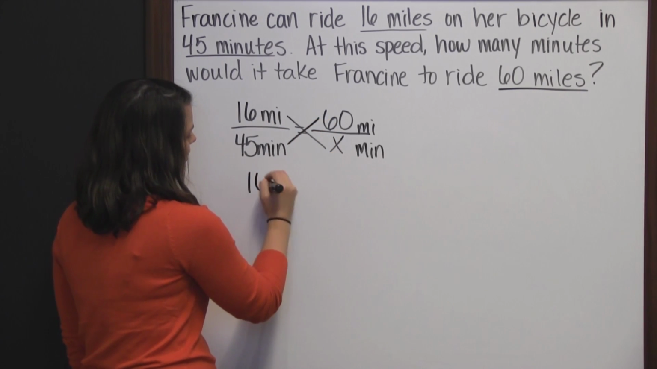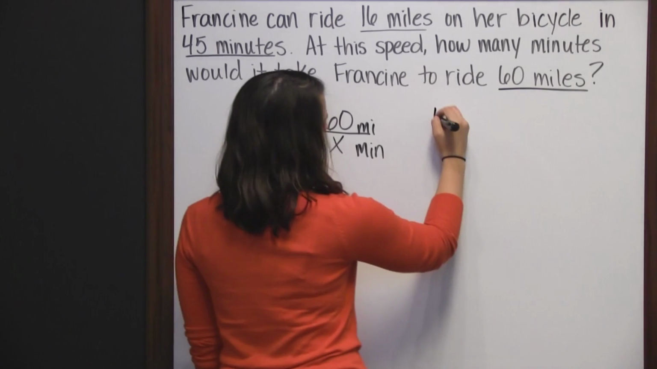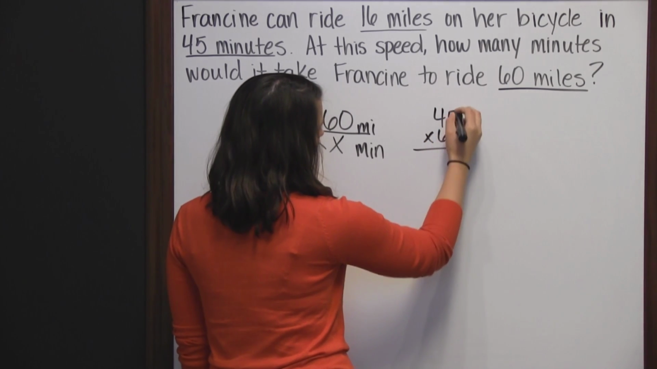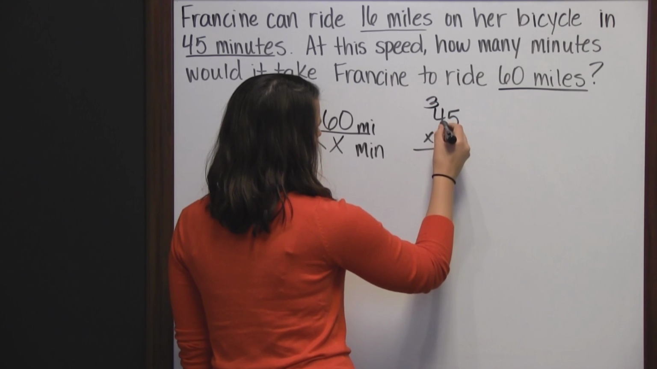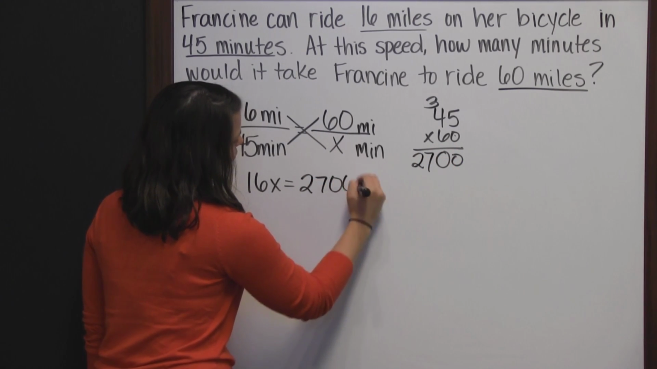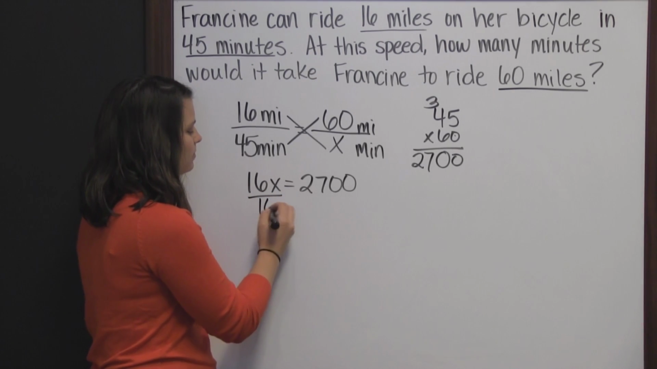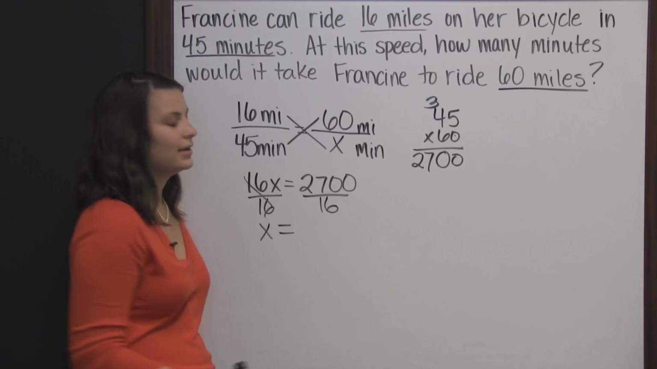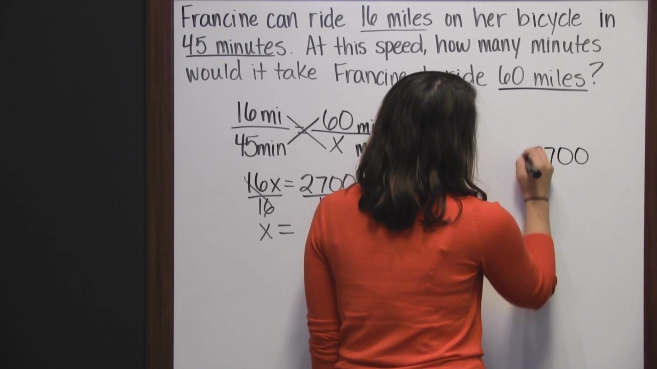16 times x is 16x, and that equals 60 times 45, 2,700. 0. 6 times 5 is 30, carry the 3. 6 times 4 is 24, plus 3 is 27. So 2,700. And then we solve for x by dividing both sides by 16. So x equals, and now I need to find out what 2,700 divided by 16 is.